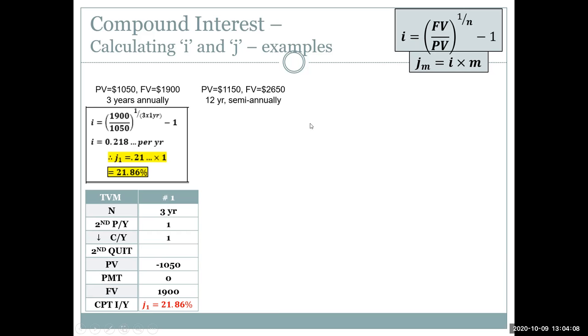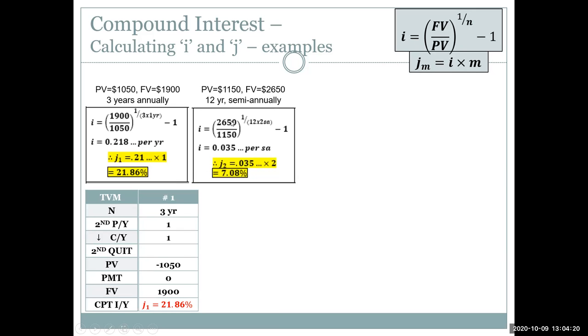Let's try the next one. We had a different present and future value. This time we had 12 years we were looking at, and the compounding period was semi-annually. Plugging it into our formula, there's our future value over present value. The 1 over n, well, here we're going to have 1 over 12 times 2. And remember, why 12 times 2? Because n is the number of compounding periods in your entire term. 2 compounding periods per year times 12 years, we'd have 24 there.